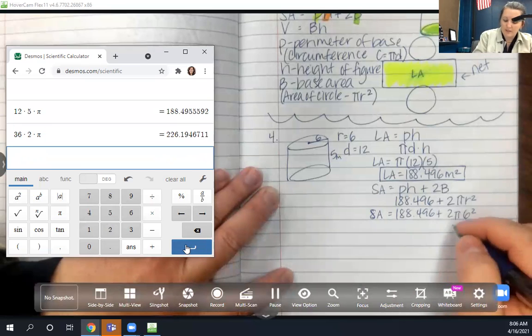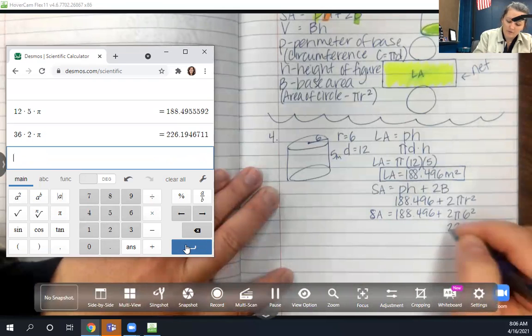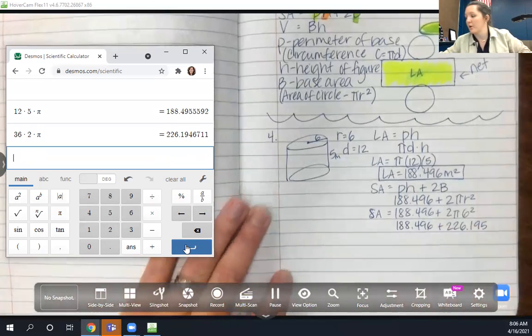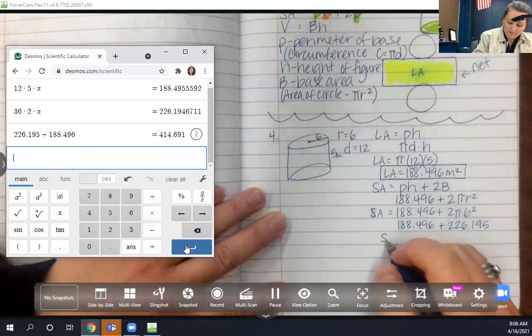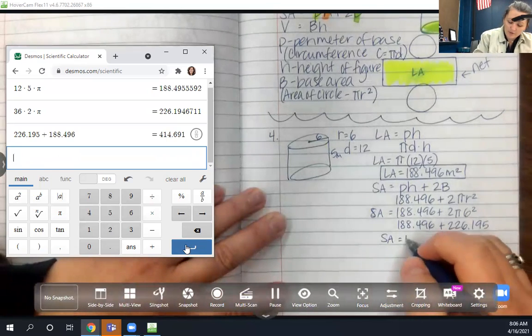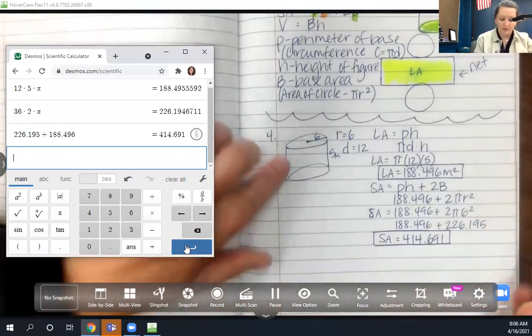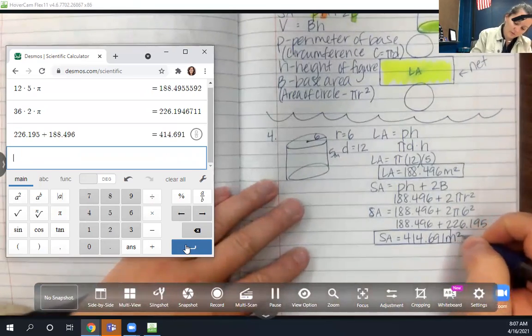So that's 226.195. And we're going to add that number to 188.496 to see what our total surface area is. 226.195 plus 188.496, and our total surface area is 414.691. That's our total surface area. Seems like a pretty large number, right? Meters. Oh, meters. So meters squared.